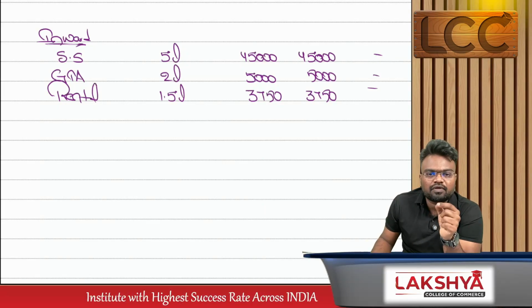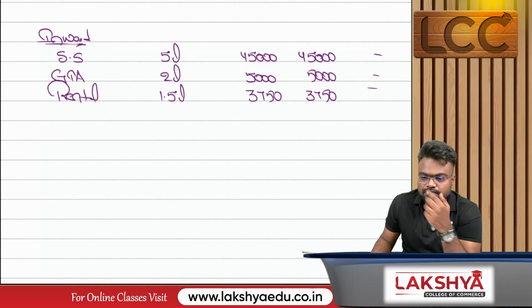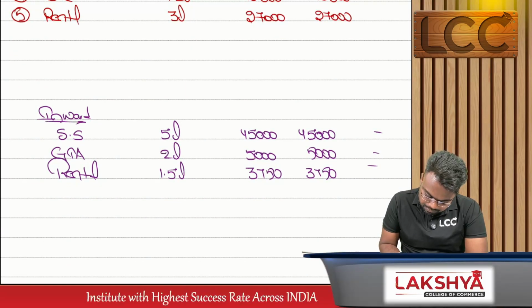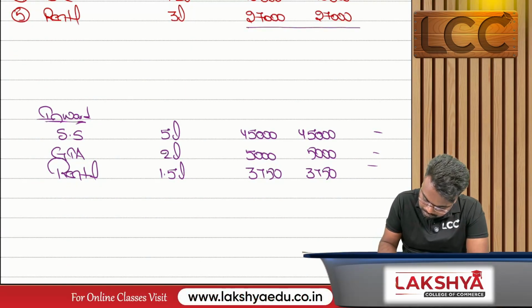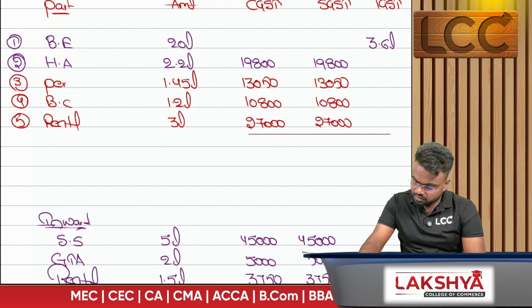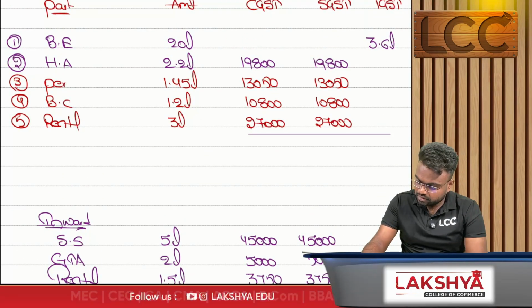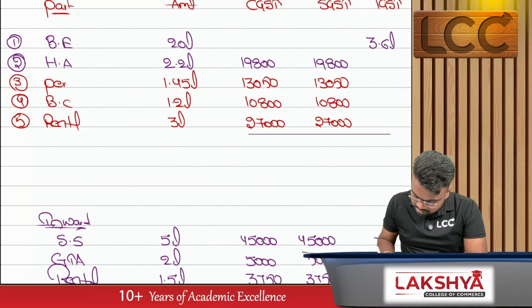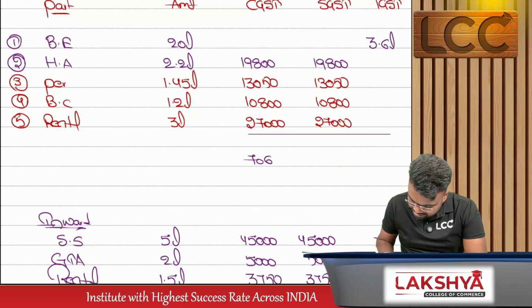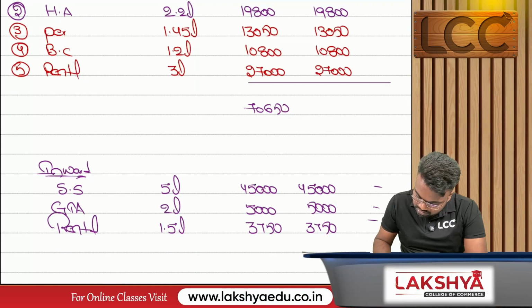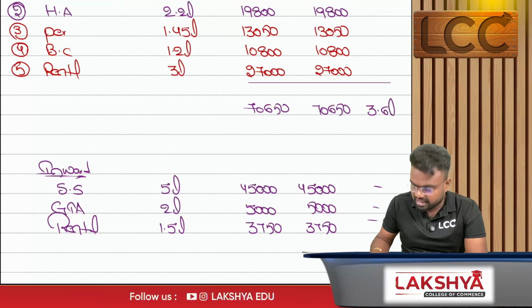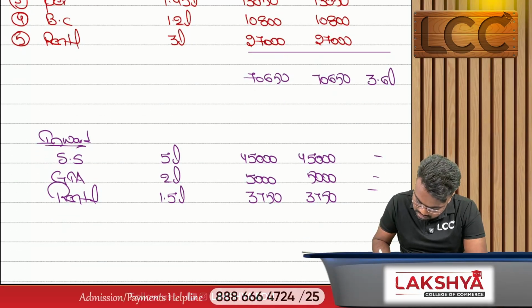Okay, so now what we'll do? We'll make a net off. So what is the total output tax payable? 19,800, 13,050, 10,800, 27,000. So 70,650 CGST, 70,650 SGST and 3.6 lakhs IGST. So this is outward.